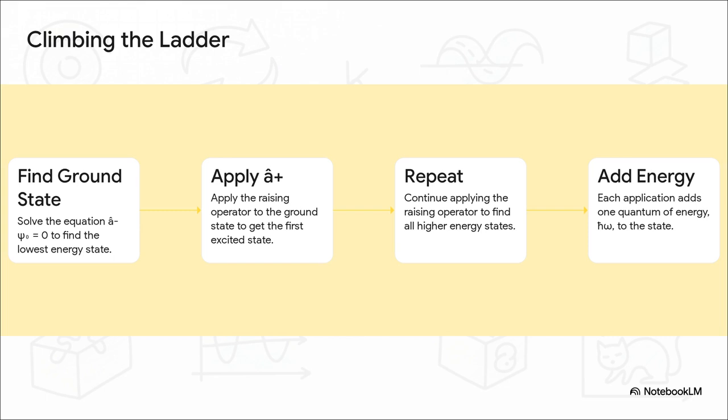Once you have that ground state, the rest is honestly pretty easy. To get the next state up, the first excited state, you just hit the ground state with the raising operator. Want the second excited state? No problem. Just hit the first excited state with the raising operator again. It's like an engine. Every single time you apply the raising operator, you climb one rung up the ladder and you add exactly one quantum of energy, h bar omega. It's a beautiful algebraic machine that just churns out all the solutions for you.